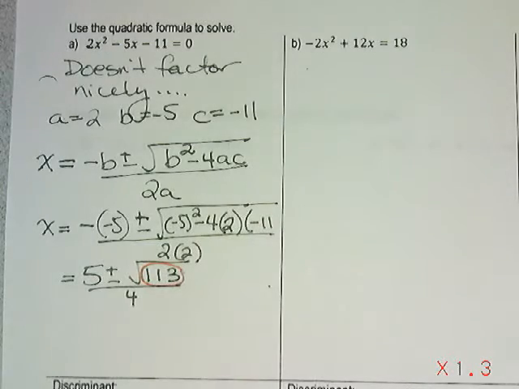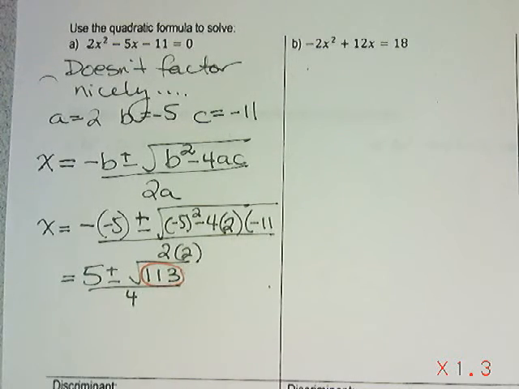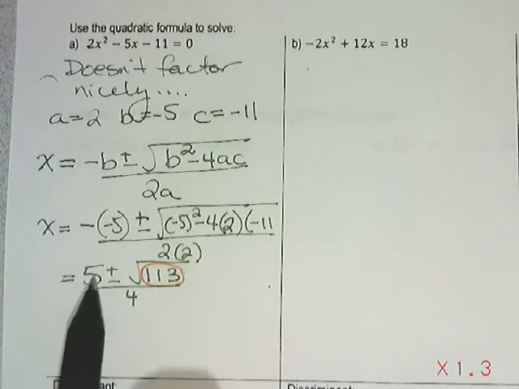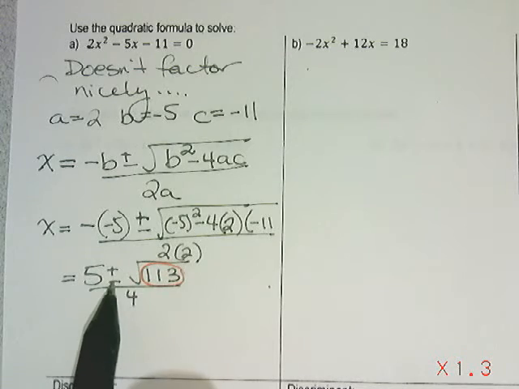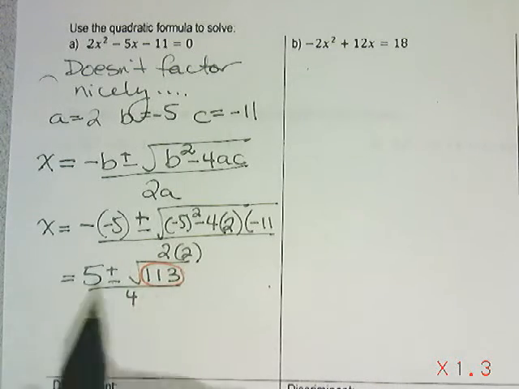Now, what I want to notice is this number here. Can I take the square root of 113? I absolutely can. It's not a nice number. It's a decimal value. I'll be taking it, adding it to 5, and the second time around I'll be subtracting it from 5, getting a decimal value, dividing by 4.